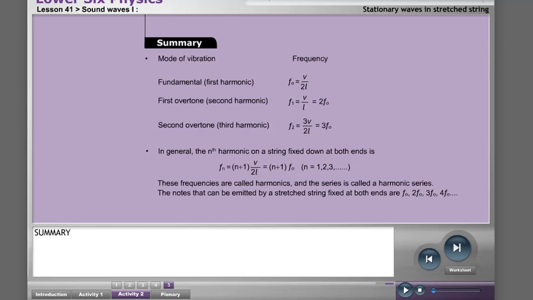In general, the nth harmonic on a string fixed at both ends is Fn equals n plus 1 times V over 2L, which equals n plus 1 times F0, where n equals 1, 2, 3, etc. These frequencies are called harmonics, and the series is called a harmonic series. The notes that can be emitted by a stretched string fixed at both ends are F0, 2F0, 3F0, 4F0, etc.